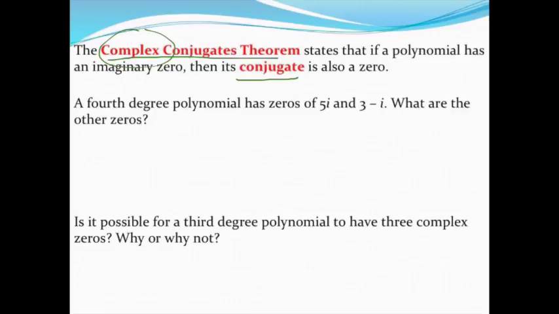And it turns out this is also true for irrational solutions as well. You can't have just one irrational solution. You'd also have its conjugate. So let's take a look at how we can use this to help answer a couple of questions.